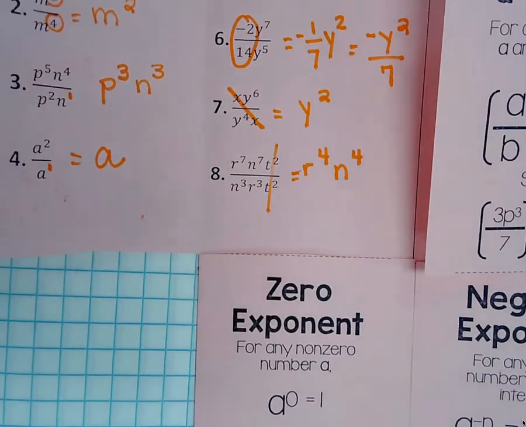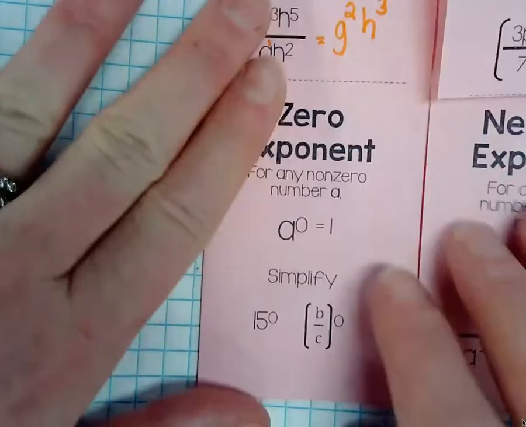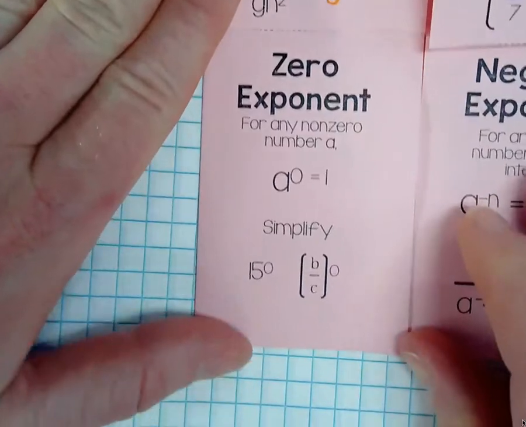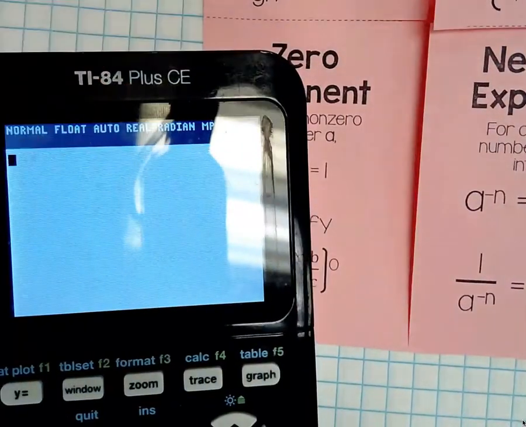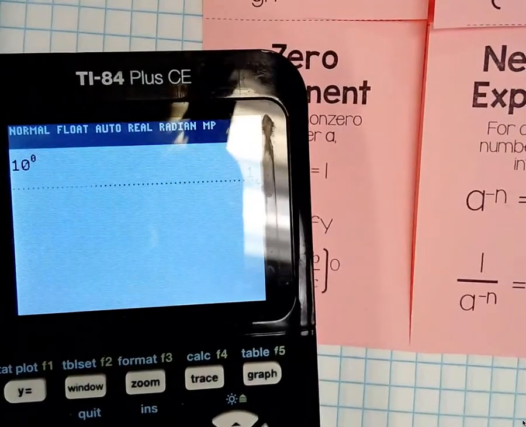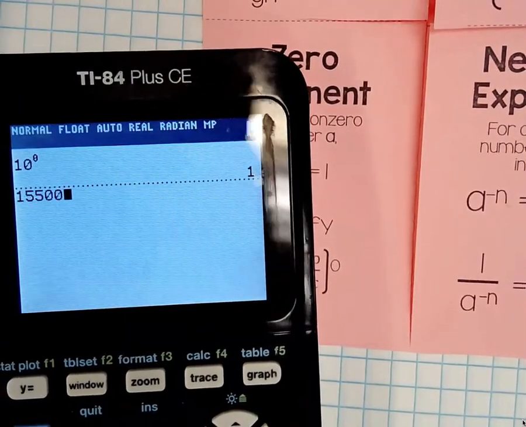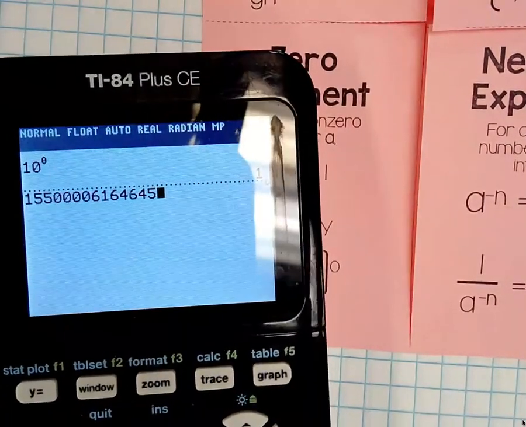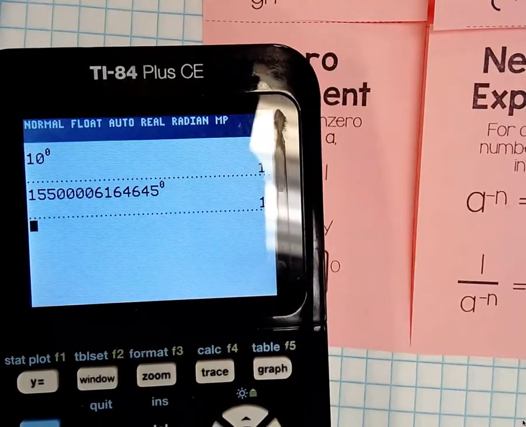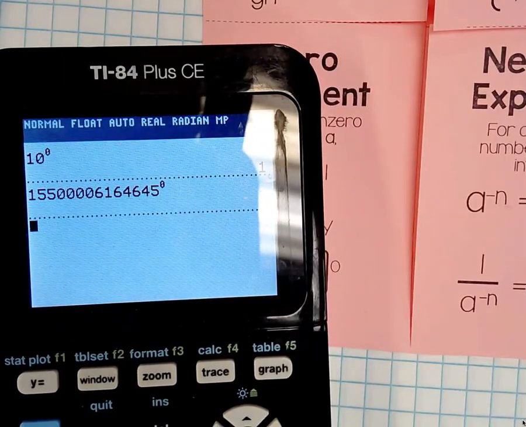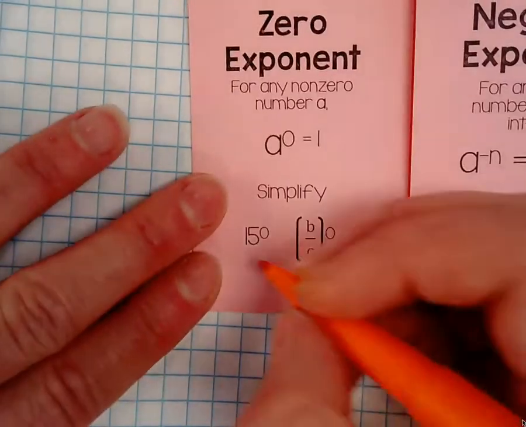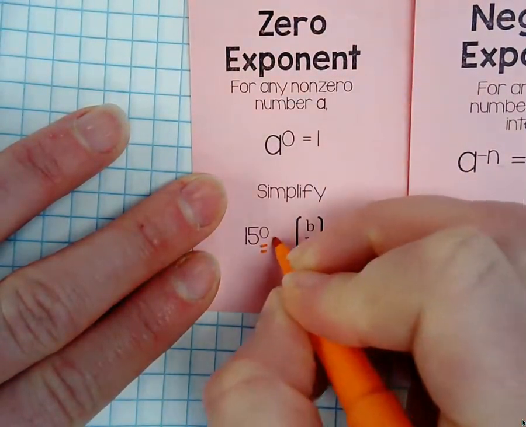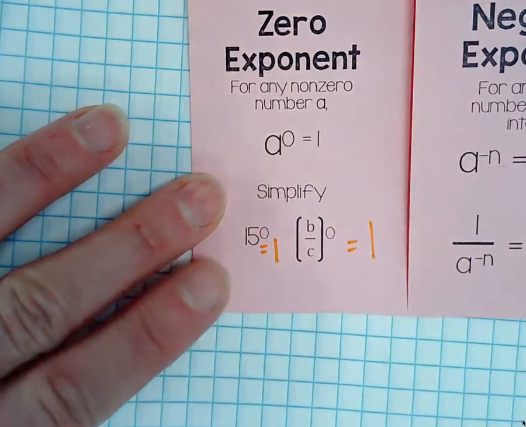All right, the next thing that we're going to look at is our 0 exponent. Anything to the 0 power equals 1. So I'm going to show you. I can do 10 to the 0. This big crazy number, I just kind of typed in things. To the 0 equals 1. Anything to the 0 power just equals 1. So this equals 1, and so does this.